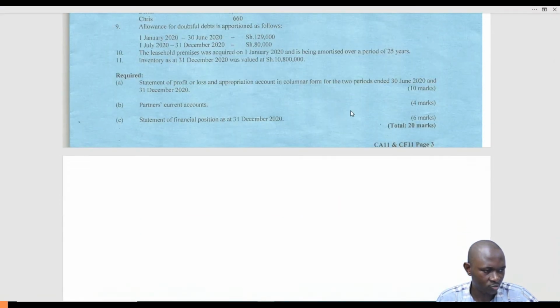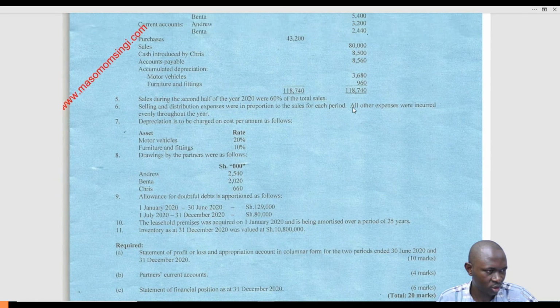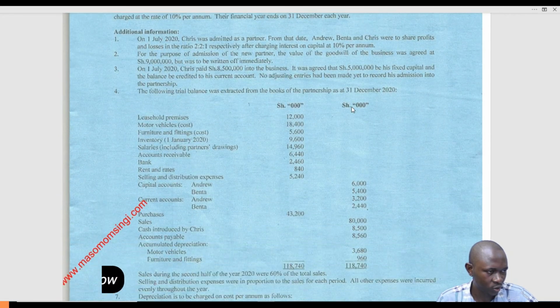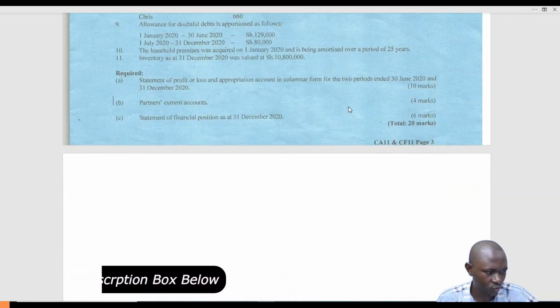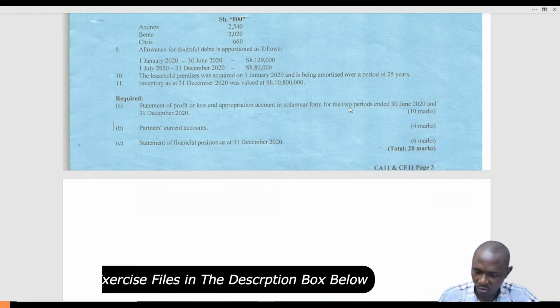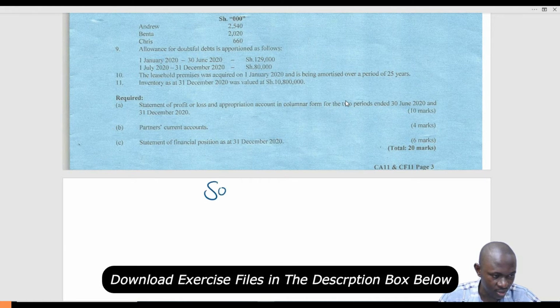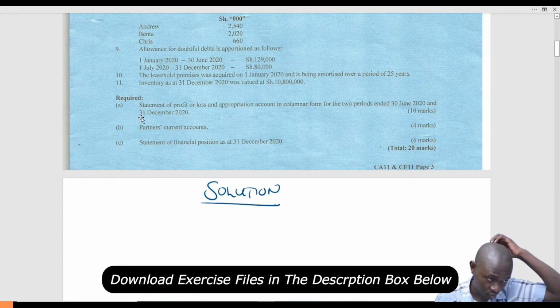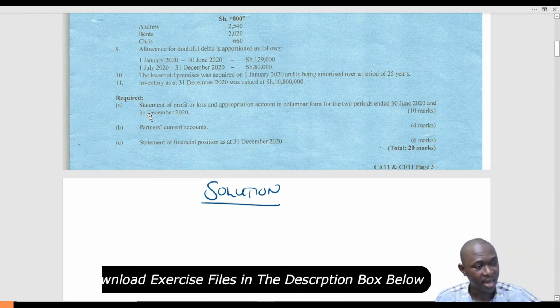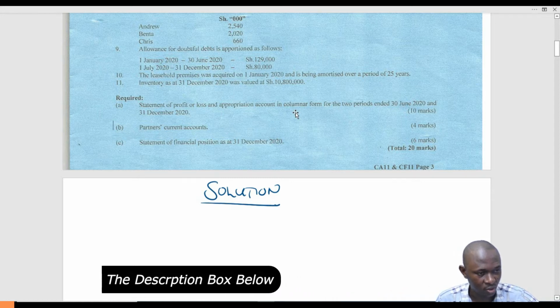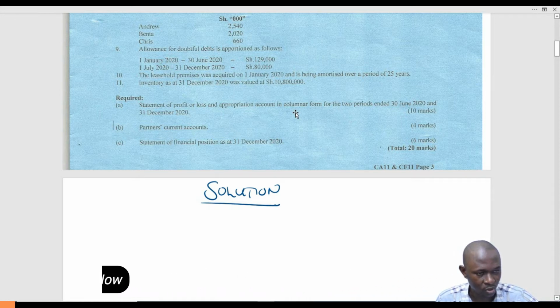Okay, so May 2021, and it's a question on partnership. This is question 3, May 2021, and what we'll be doing here is basically to find the solution to this question. And you can see the question is asking for the statement of profit or loss and appropriation account in a columnar form for the 2 periods ended 30 June 2020 and 31st December 2020.